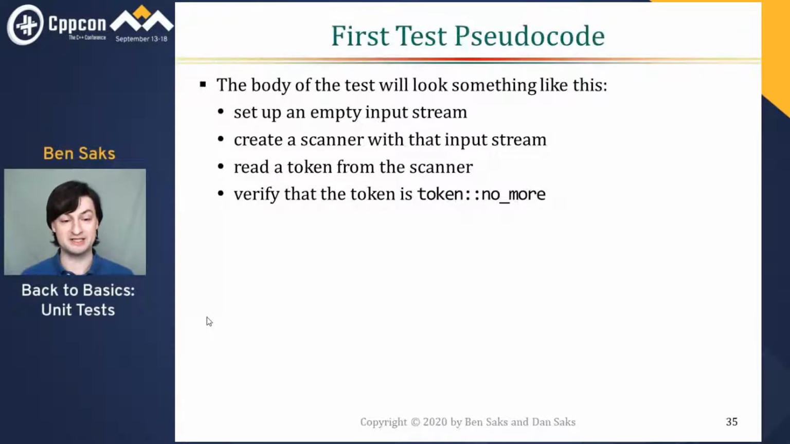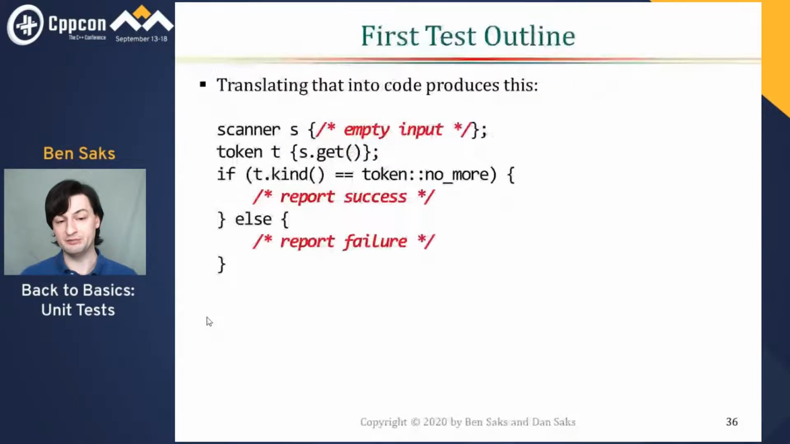So the body of the test is going to look something like this. Set up an input stream that represents empty input, create a scanner that uses that input stream, read in the first token, and what we should see at the other end is that the token says no more. There's no more input. In a sense, there never was any input to begin with. So when we translate that into code, it's going to look something like this. That is, we know we're going to build the scanner around some kind of input. We're going to read a token from the scanner, and we're going to check to see whether the category of that token is no more.